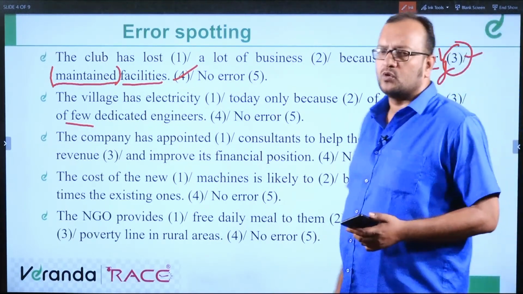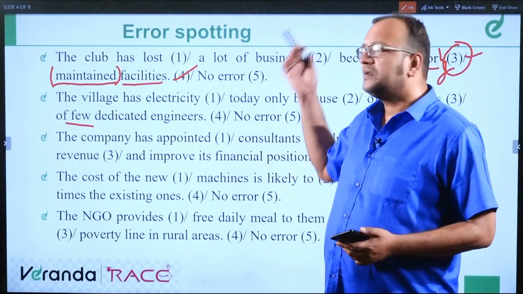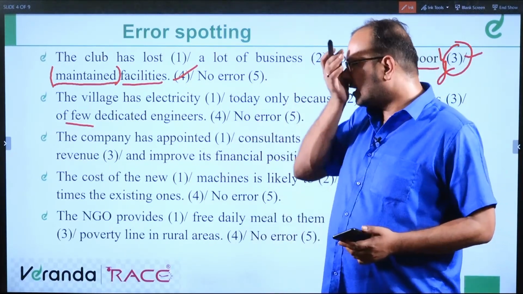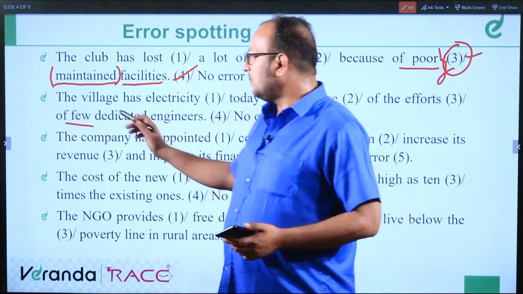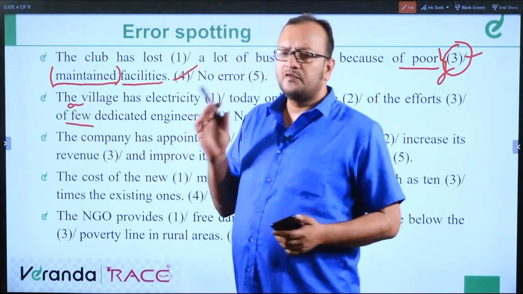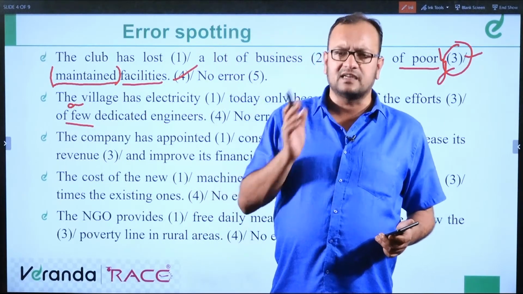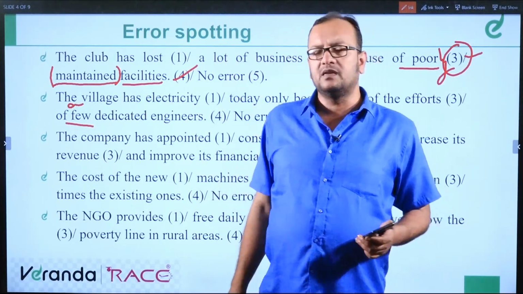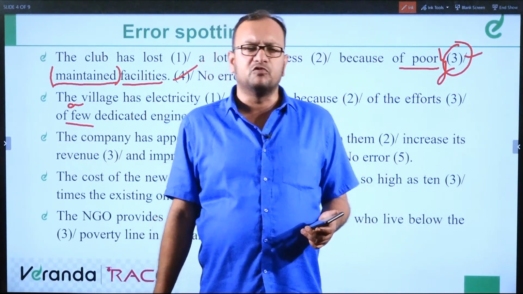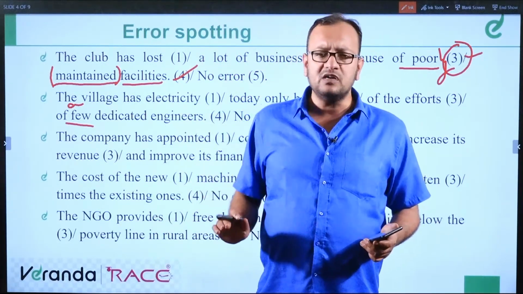So few here means none. So it cannot be no dedicated engineers. So it should be a few. A few means some. Few means none. A few means some. The few means all that are. For example, the few friends I have are poor. It means all the friends I have are poor.